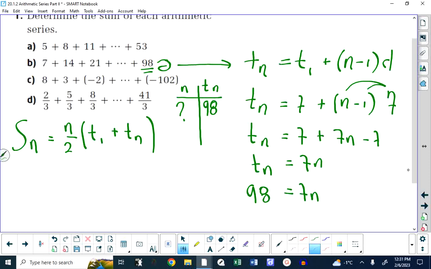Divide 98 by 7. 14? Okay, good, thank you. Just warming up my brain here. It is 14. So now that you know n is 14, you're off and running and you can use that formula. Bottom line here, everybody, is you have a couple of different formulas that you can use for Sn.